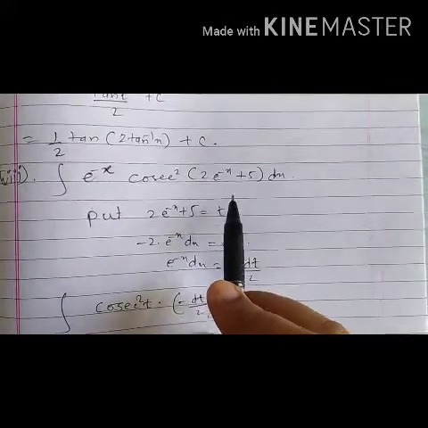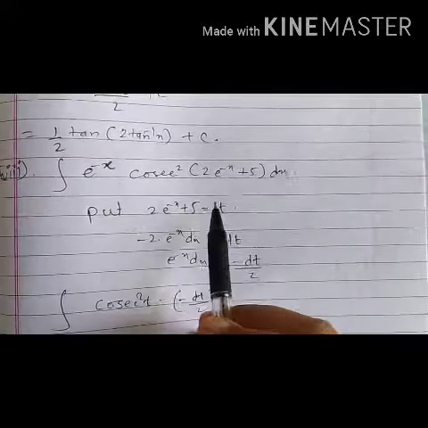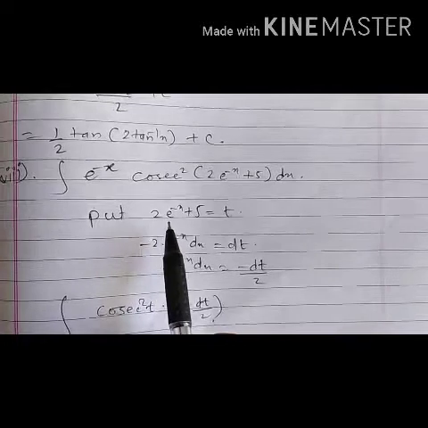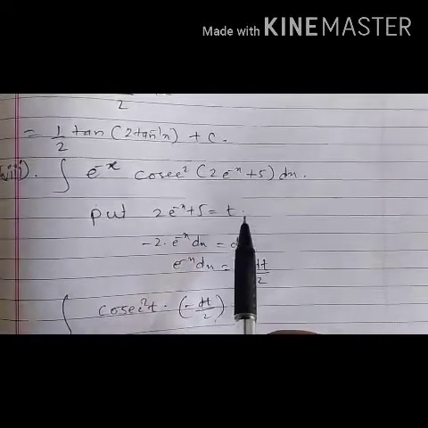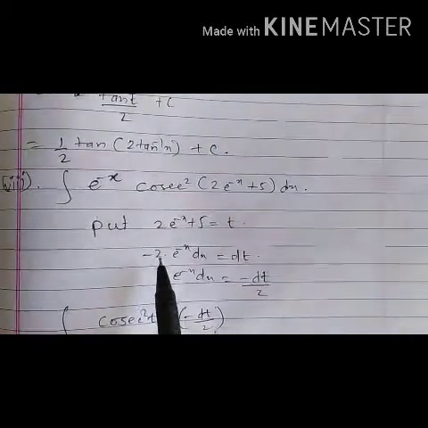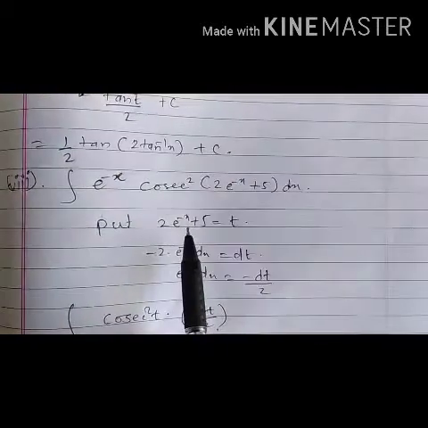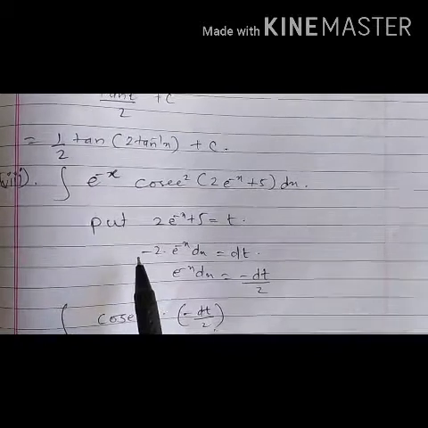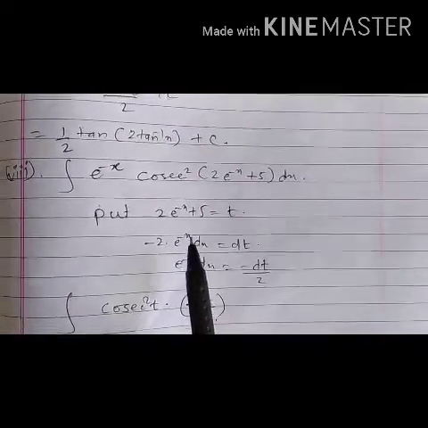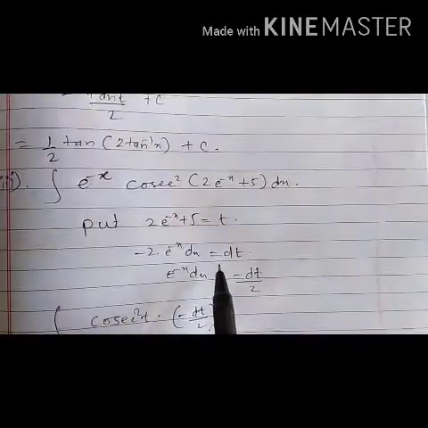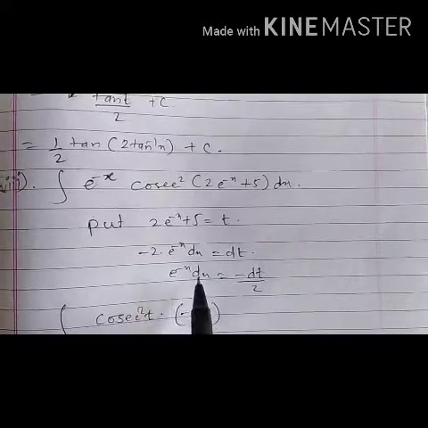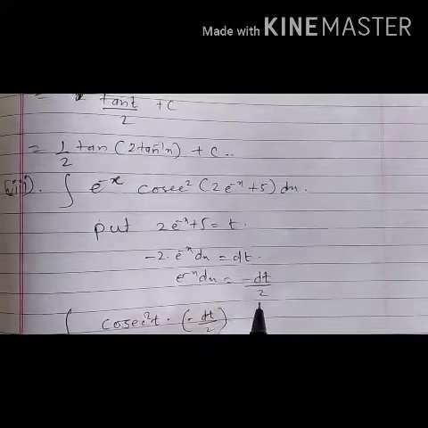Now the eighth example, integration of e raised to minus x into cosec square in bracket 2 e raised to minus x plus 5 dx. So we'll put this bracket term as t. So we are getting 2 e raised to minus x plus 5 equals to t. So after differentiating on both the sides, we have minus 2, because e raised to minus x, its derivative will be e raised to minus x into minus 1. So it will be minus 2 e raised to minus x, derivative of 5 will be 0, dx equals to dt. Now it is equal to e raised to minus x dx equal to minus dt upon 2.